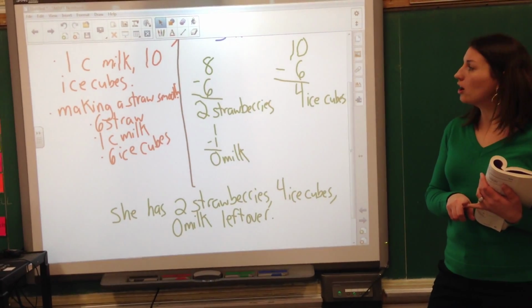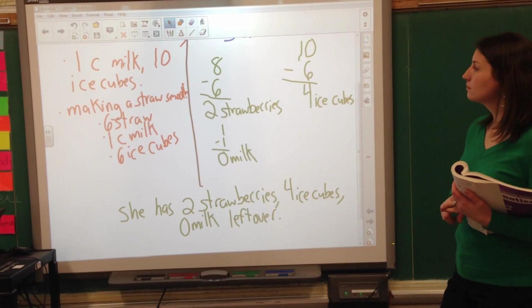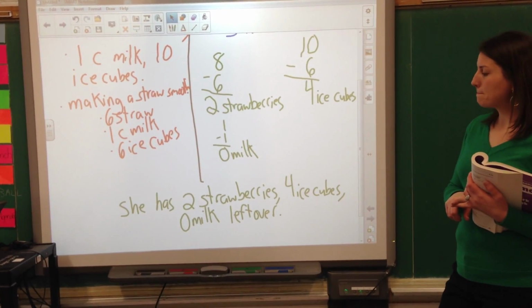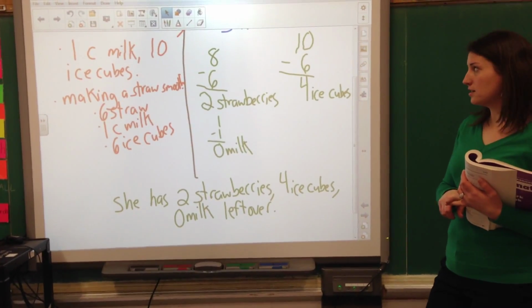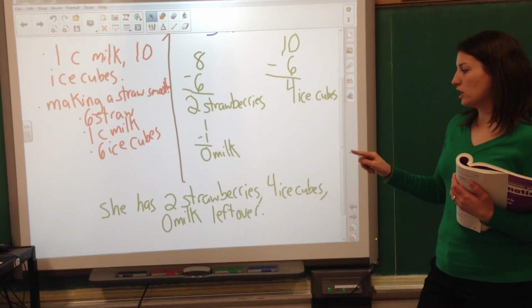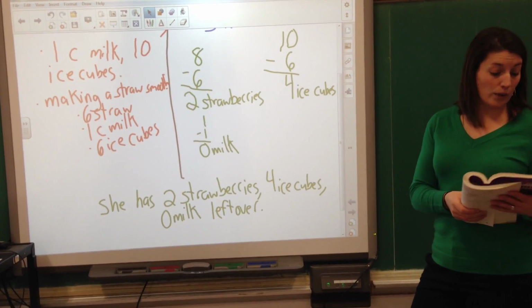What is our number sentence? What are our number sentences? 8 minus 6 equals 2, 10 minus 6 equals 4, and 1 minus 1 equals 0. Awesome. So we have 3 number sentences, because that's how many we need. And then we have our word sentence. She has 2 strawberries, 4 ice cubes, and 0 cups of milk left over. Great. Okay.